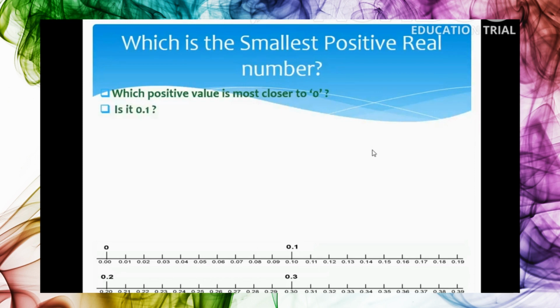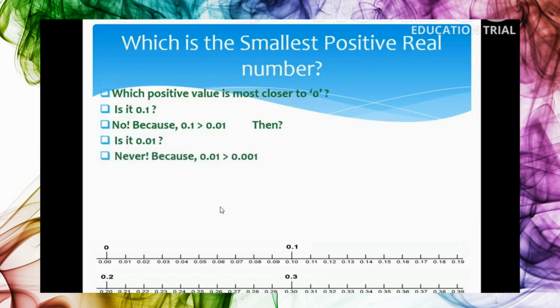Is it 0.1? We know 0.1 is obviously very close to 0, but here at the bottom you can see there are many values between 0 and 0.1. 0.01, 0.02, 0.03, etc. up to 0.09, all the values lie between 0 and 0.1. So, is it 0.1? No, because 0.1 is greater than 0.01, or 0.01 is less than 0.1, and 0.01 is closer to 0. So, 0.1 is not the smallest positive real number. Then what will be the smallest positive real number? Is it 0.01?